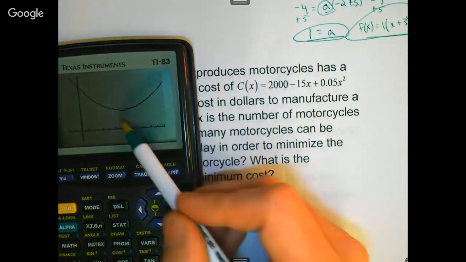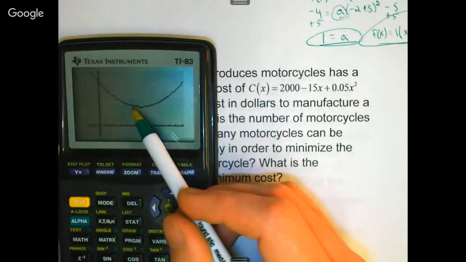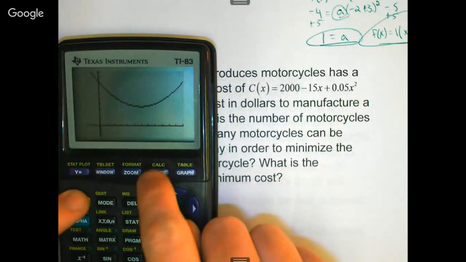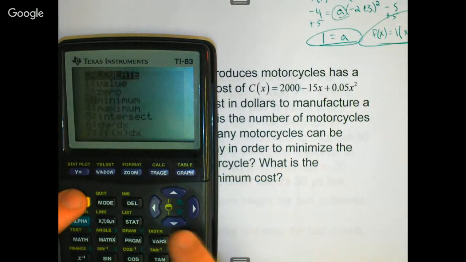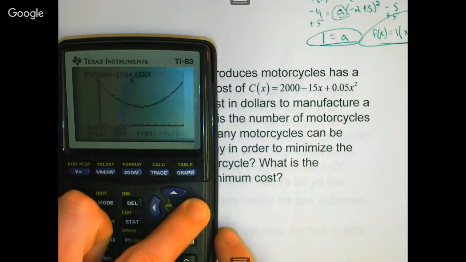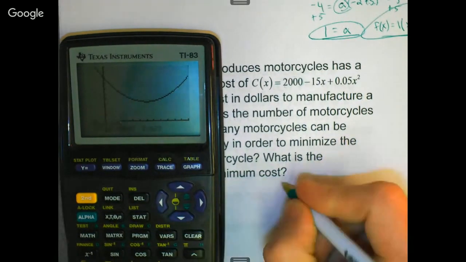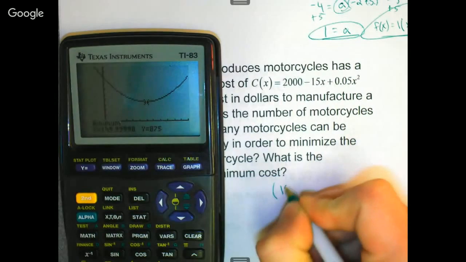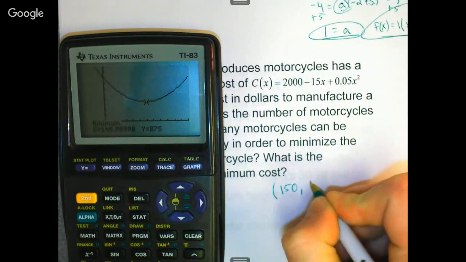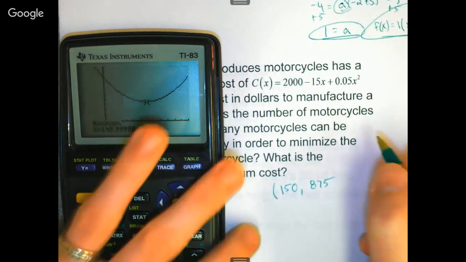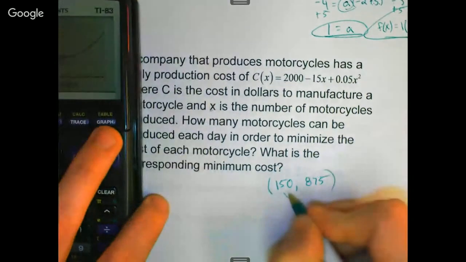Okay, now to find the minimum here, the minimum will be my vertex. So I'll hit second calculate, minimum, go to the left of it, go to the right of it, and you'll notice that my vertex is about 150, 875. Okay, now what does that mean? So this is x, this is y.